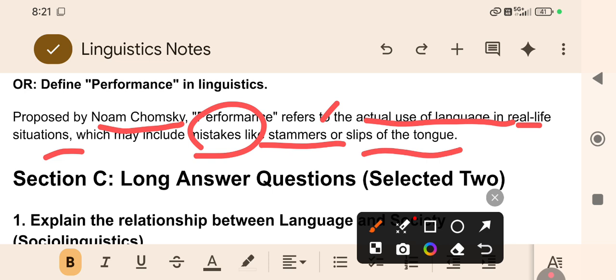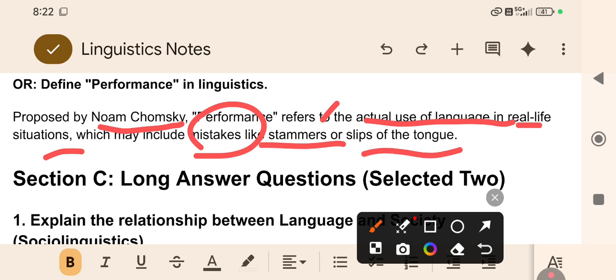For example, a very good example I quoted in the class also: I would like to felicitate so and so, but instead of felicitate, by a slip of the tongue, I say I would like to facilitate, right? Facilitate our guest of honor. So facilitate and felicitate are different; the placement of L and C is different, and the sound is different. But this is called a slip of the tongue, and it happens for beginners, who are learning.